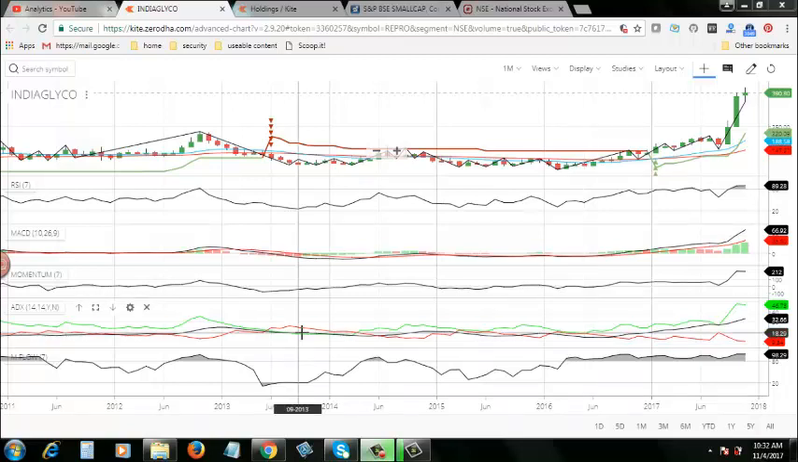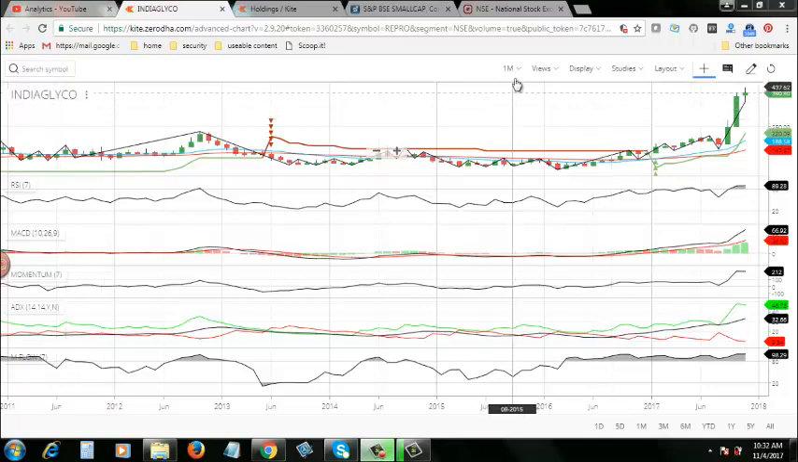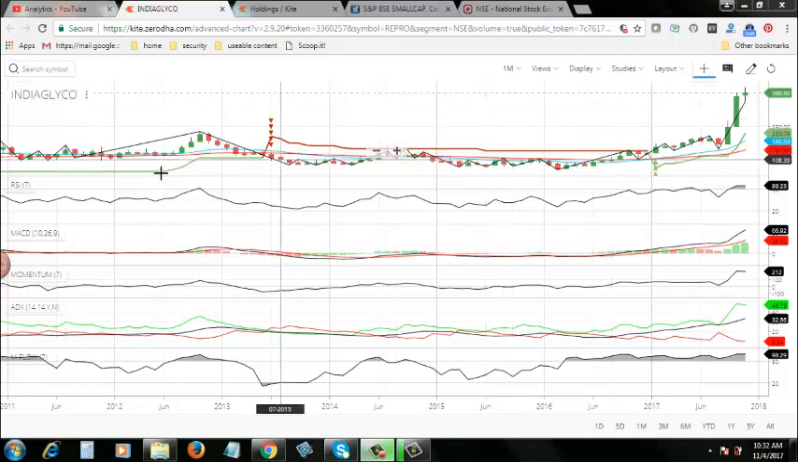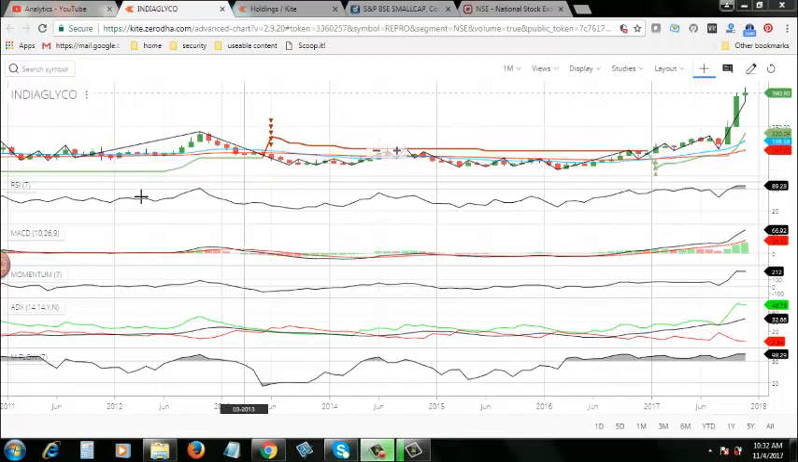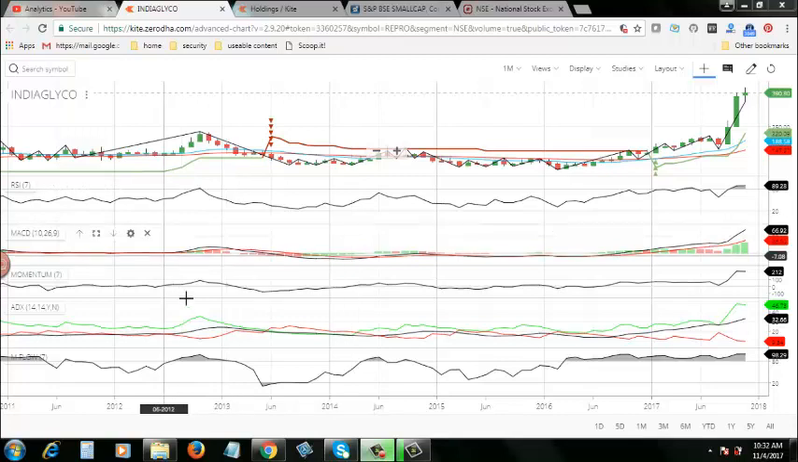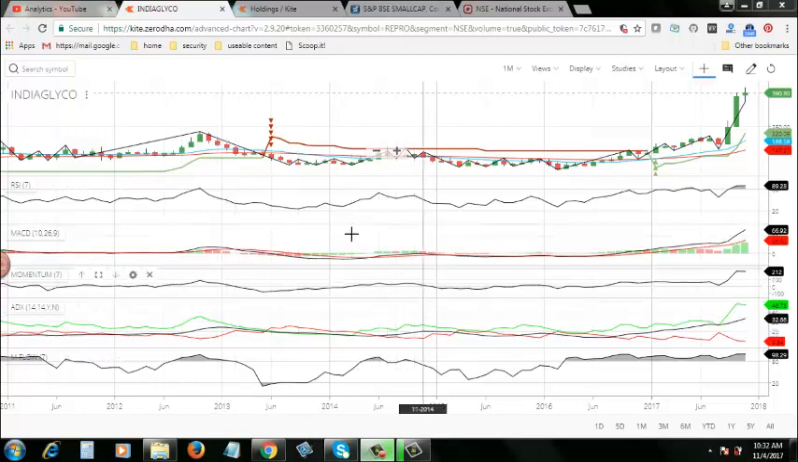Today we are going to do the technical analysis for India Glycols. India Glyco is the ticker name which you can see here, and right now you are watching the monthly technical chart of India Glycols. You can see the historical price trend path of India Glycols, along with a few technical indicator graphs like RSI, MACD, momentum, ADX, money flow, etc.